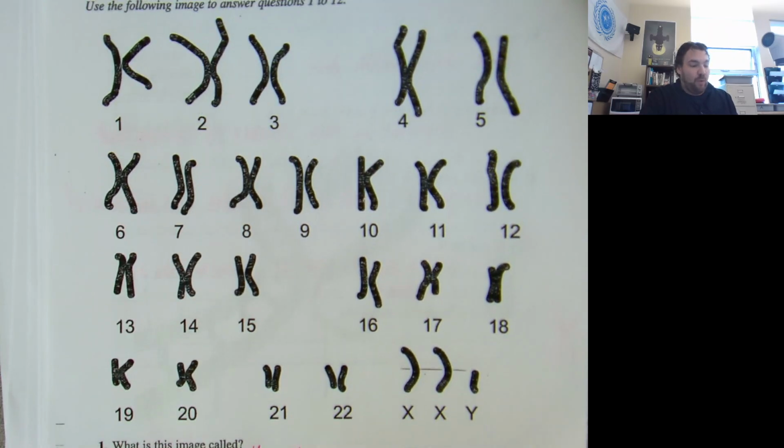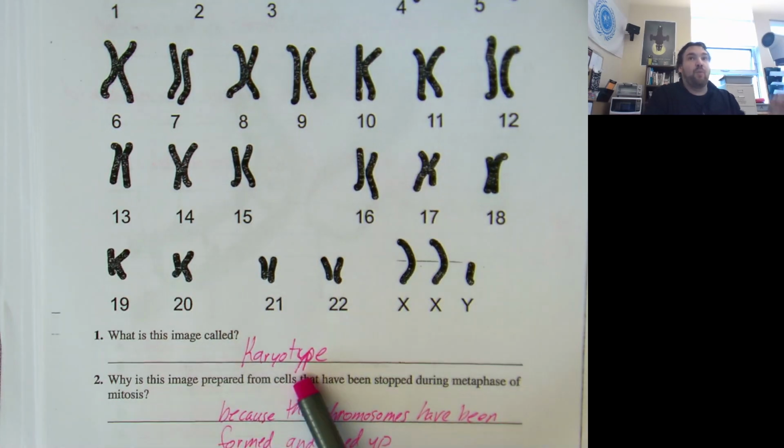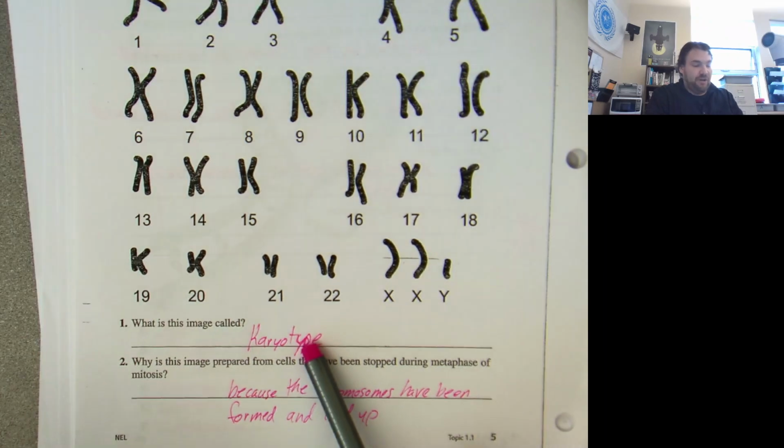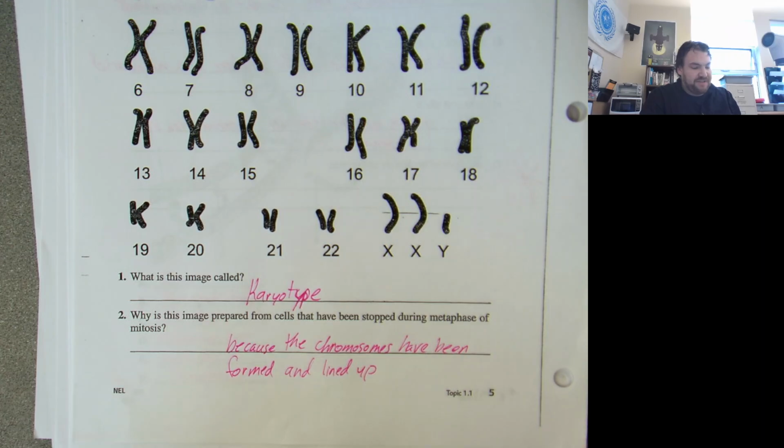So here is a, what is this diagram called? A karyotype. That is the answer to number 1. That is a karyotype. Number 2, why is this image prepared from cells that have stopped during metaphase? Because in metaphase, the chromosomes have formed and are lined up. That's why.